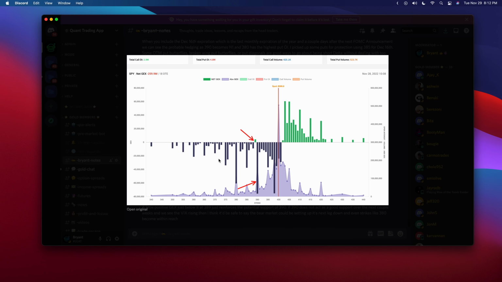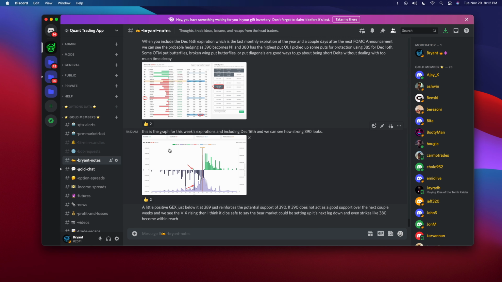And then pointing out that this is the positive GEX right here. So this is also going to add a little extra support at the 390 level, and a little positive GEX below it at 389 just reinforces the potential support of 390, because support and resistance levels, we don't know until after the fact.